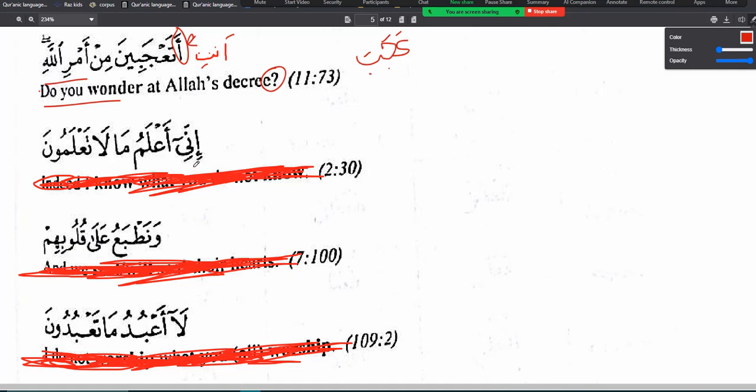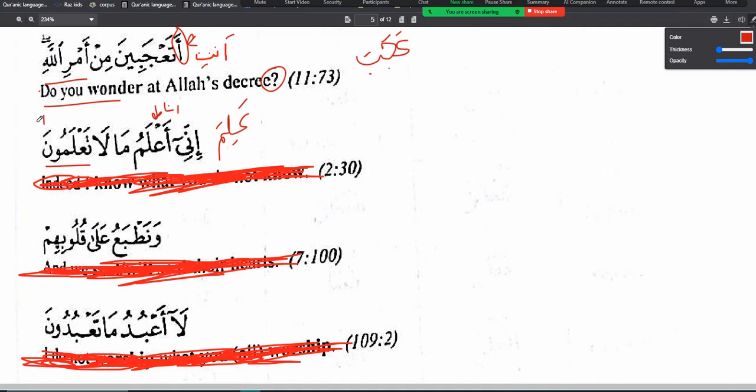Next we have inni a'lamu ma la ta'lamun. First tell me the mudari and then we will translate. A'lamu, tell me the madi and mudari and everything for this. Halima ya'lamu. What is the translation for a'lamu? I know. It's ana a'lamu, like I know. Do you find any other mudari in this ayah? Yes, ta'lamuna. Again, what is the madi? Alima ya'lamu. Very good. What pronoun is hidden in this? Antum.